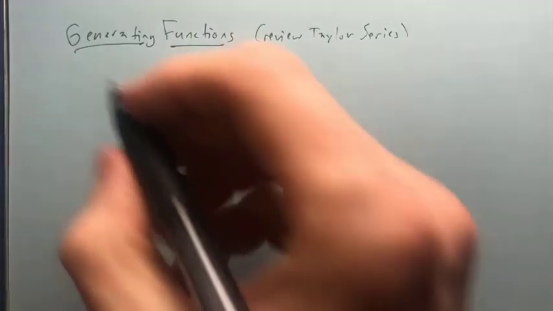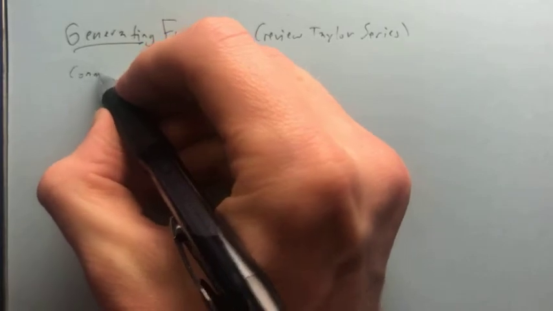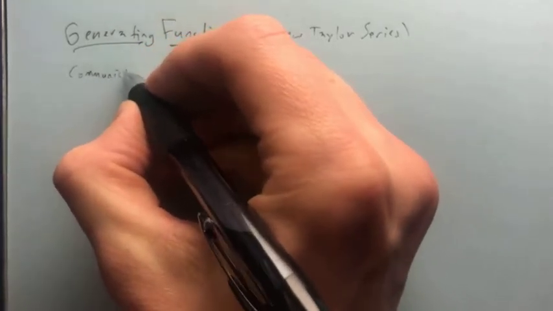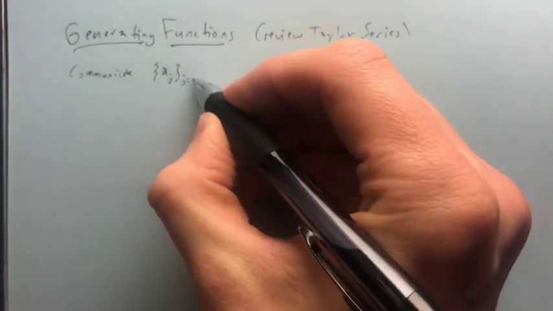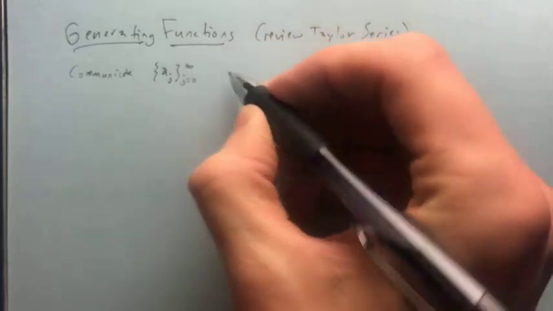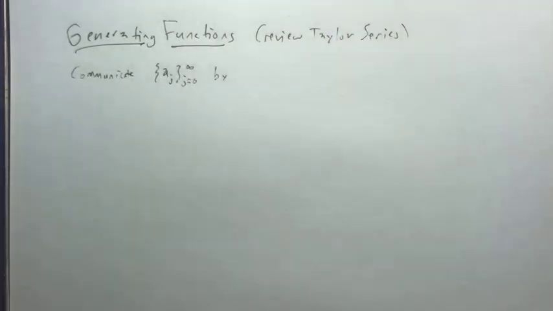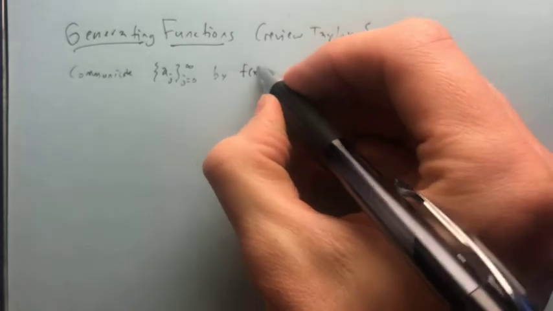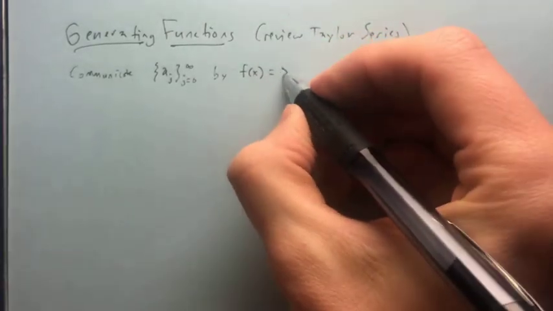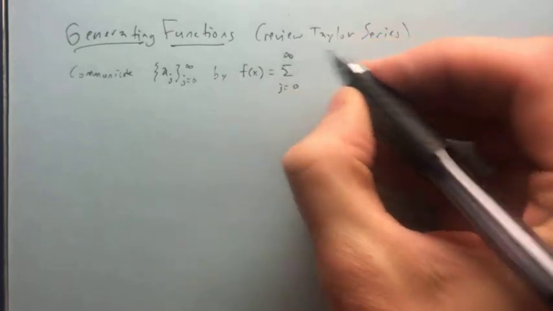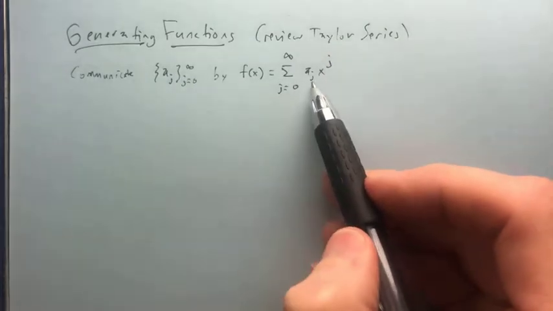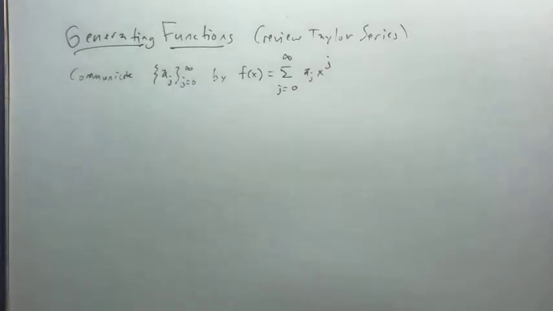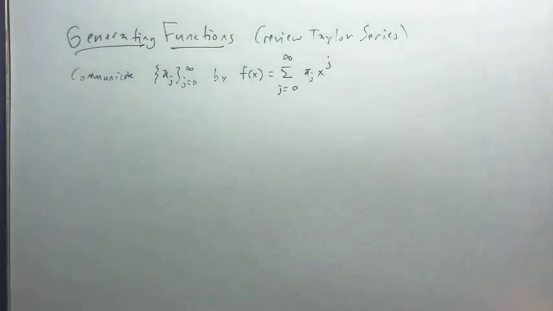In general, we will communicate the sequence a_j as j goes from 0 up to infinity by writing a function f of x, which is an infinite series. That is the series as j goes from 0 to infinity of a_j times x to the j. So this is just another way of keeping track of these a_j's. Now, it might not be obvious why this is a good idea, but that's what hopefully we'll figure out in this section.